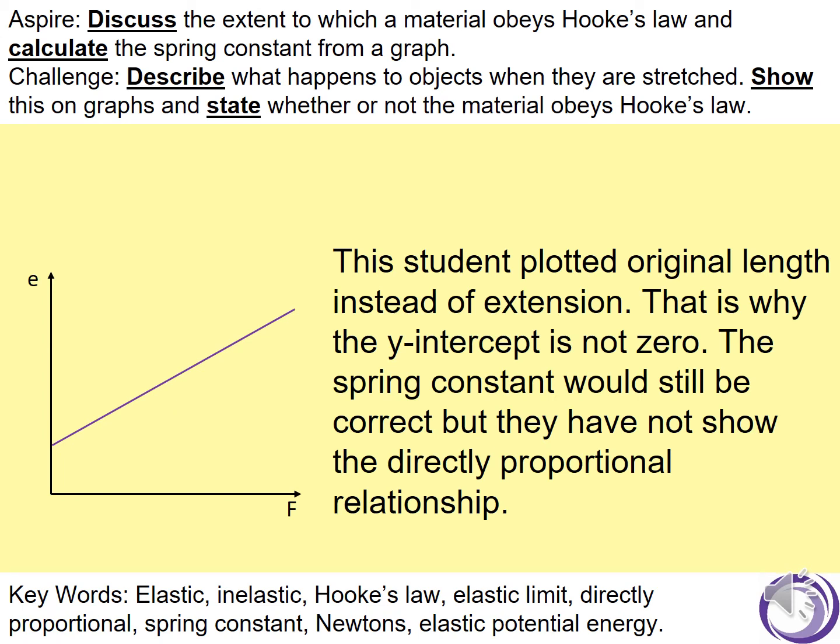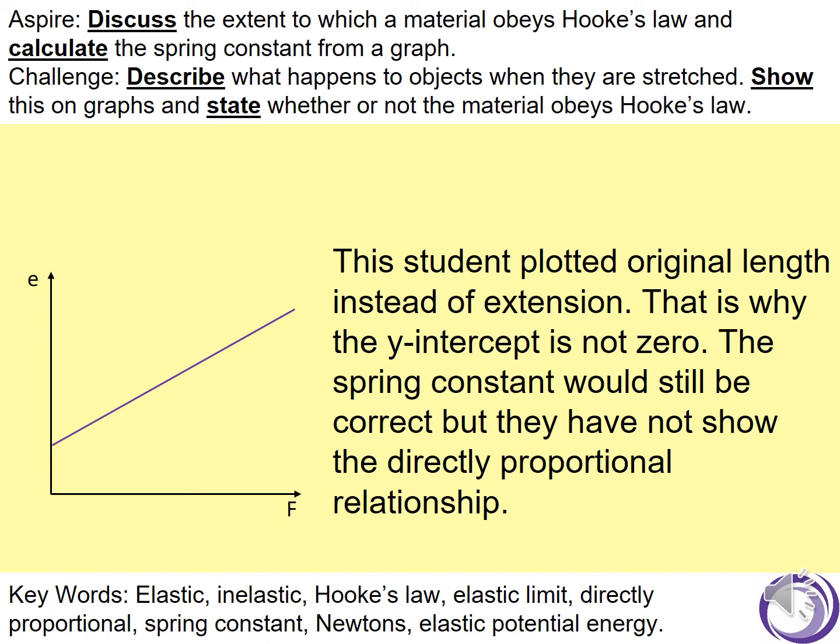Okay, so let's look at this first graph and discover what it is that's wrong. Maybe you were thinking this: the student plotted the original length instead of the extension. So let me just give you some numbers for a second. If we had a spring that was not extended at all and we measured the length of it as 10 centimeters, then that is the original length. But we need to remove that from our calculations because the only thing we're plotting is E, or the extension.